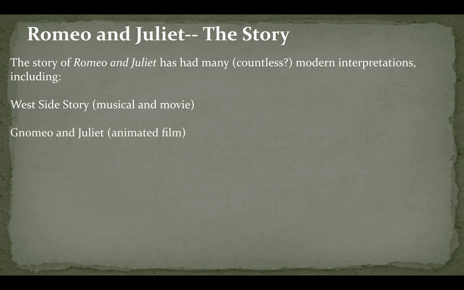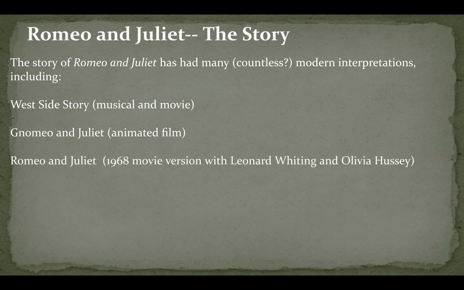We have Romeo and Juliet. This is the animated film. Now, Romeo and Juliet is cute, but it mostly just has references to Romeo and Juliet. The story itself is really quite different, as you might expect from an animated film.